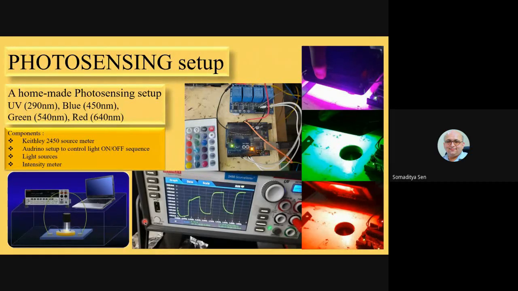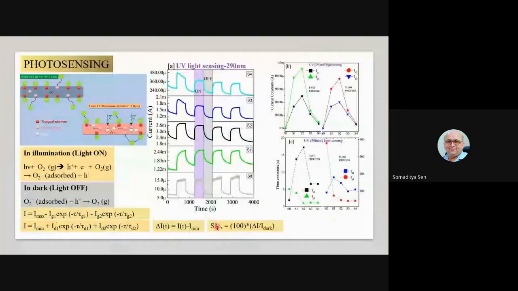You can see that this is the homemade setup that we made in our lab, and this requires an Arduino setup and the Keithley 2450 source meter, and light sources. This entire setup has been made in our lab, and basically the light falls on this material. We calculate the intensity of the light here, and then the entire thing is connected, and then we get this photo response. You can see a very sharp, very quick response of these things.